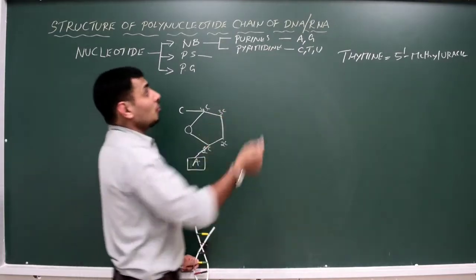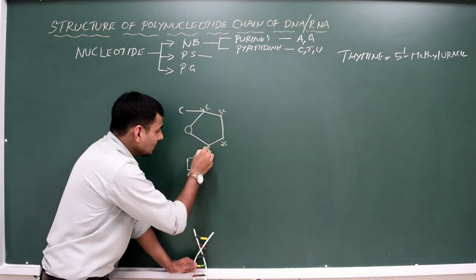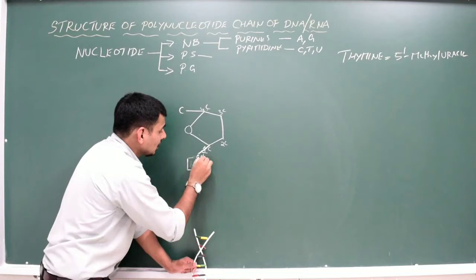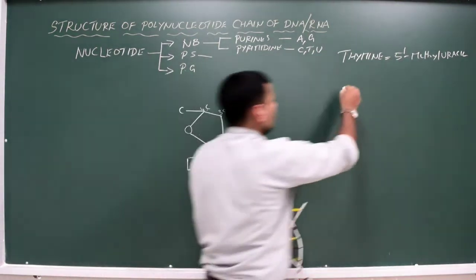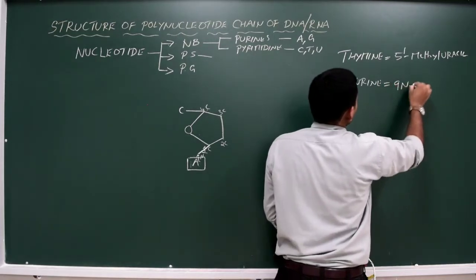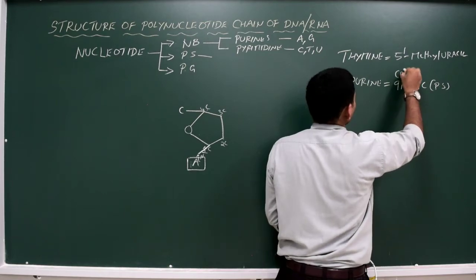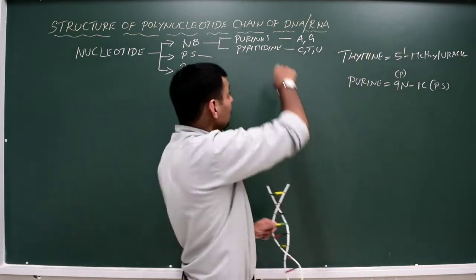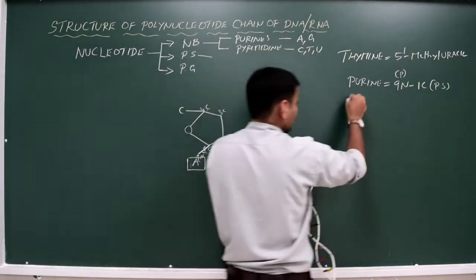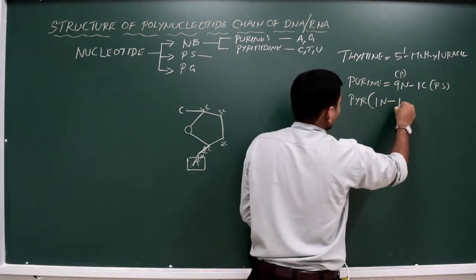Now, if I talk about the purines, I write this first carbon atom is attached to the 9th nitrogen atom of the purine. So for purine, 9N to 1C of pentose sugar. This is the 9N of the purine. That's it. So this is the linkage, if I talk about adenine and guanine, that is purine. If I talk about the pyrimidines, I just write P here. So that is the first nitrogen atom which is linked to the first carbon atom.